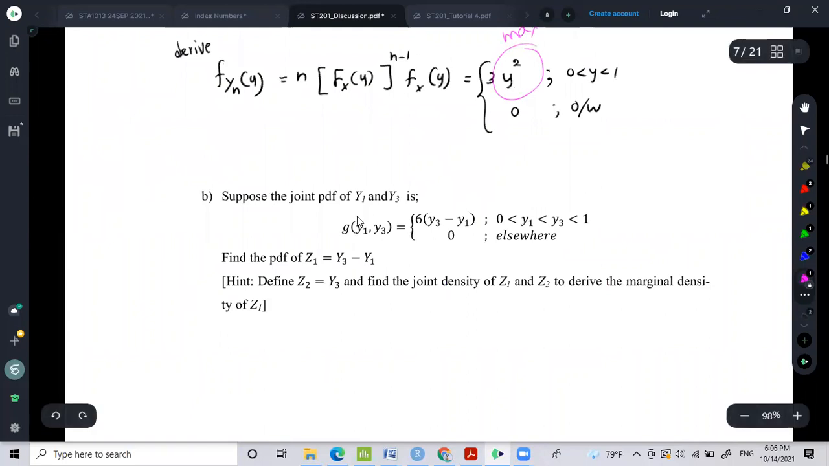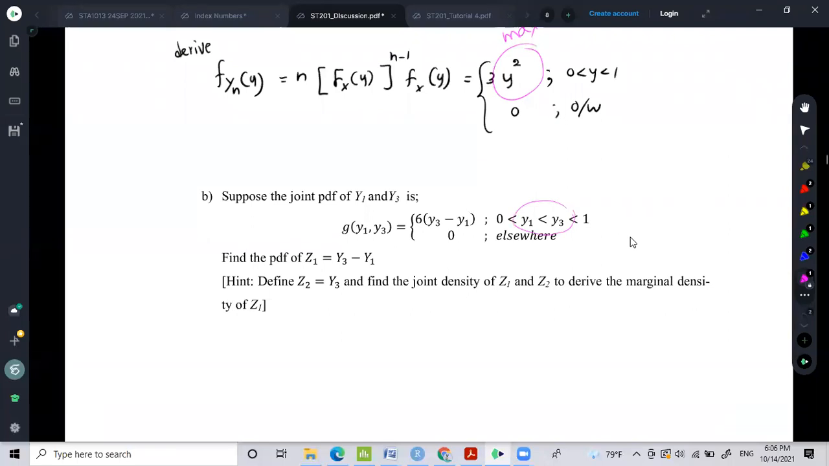Suppose the joint PDF of Y1 and Y3 is given in the statement. So you are not asked to derive it. And look at the support. Now these are order statistics, so obviously they are dependent, right? So this is the joint PDF of Y1 and Y3.